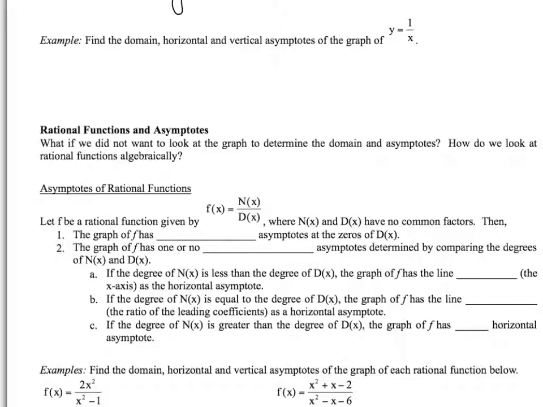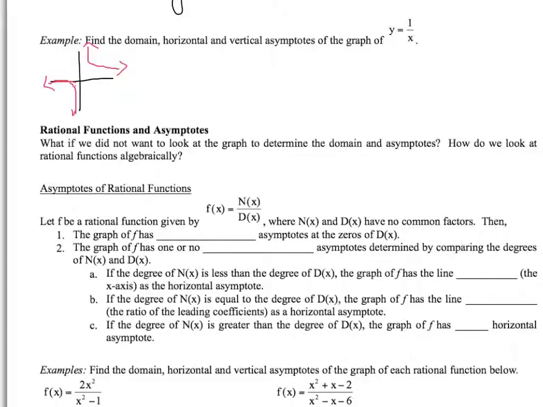Okay, I'm going to go ahead and draw a sketch because I can't show you my graphing calculator at this point in time. But a sketch of y equals 1 over x would look something like this. And I shouldn't have touched that x-axis. It's hard for me to sketch on this particular video. Based on that picture, I want to find the domain, the horizontal, and the vertical asymptotes.